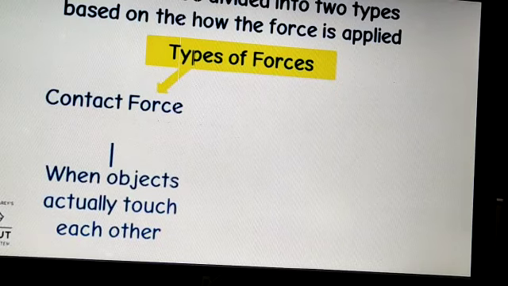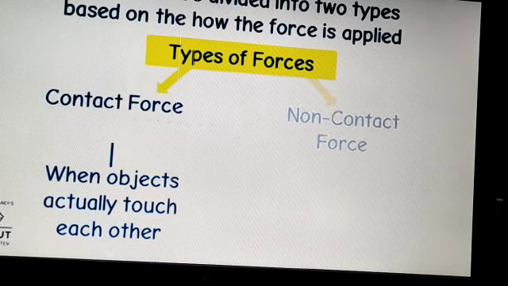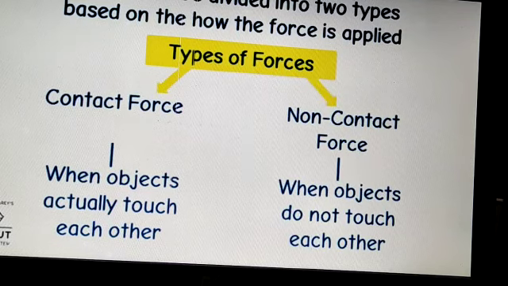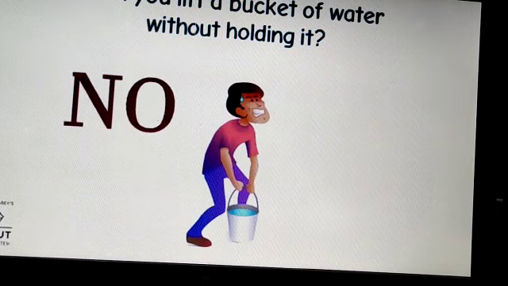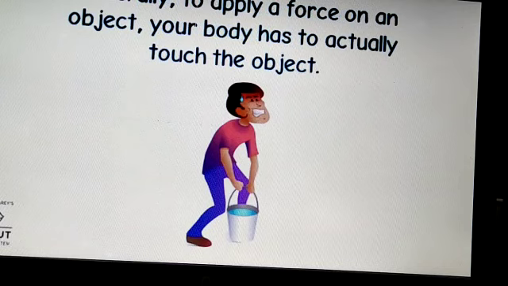So when the objects actually touch each other physically, that type of force is known as contact force. Next is non-contact force, when we do not touch each other. For example, when you are using a magnet. So some examples are again given here, watch it.